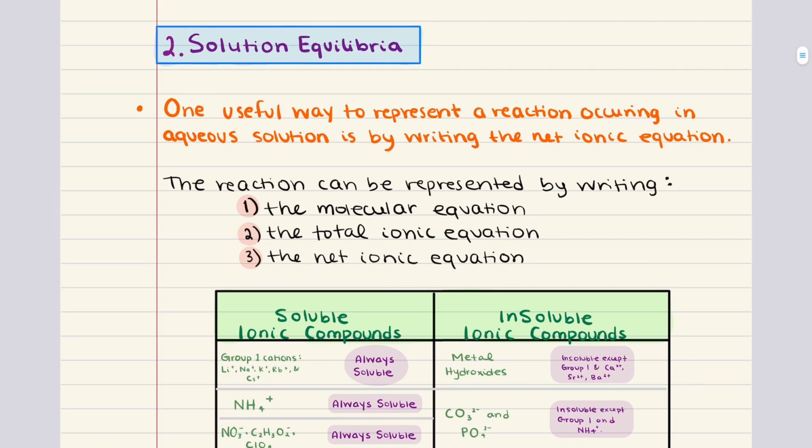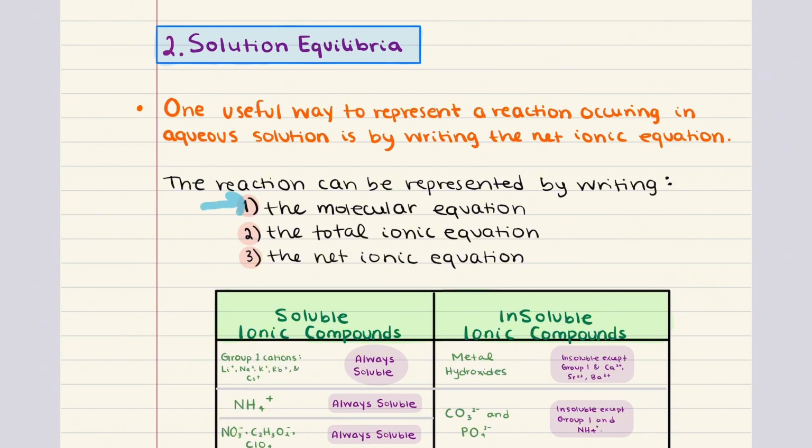Objective 2 is titled Solution Equilibria, and we're going to start with reviewing net ionic equations. One useful way to represent reactions occurring in aqueous solutions is through net ionic equations. These equations focus on the ions that participate directly in the reaction, and they help us simplify and understand the chemistry that is actually taking place. We've seen examples of these equations before, and now we're just going to review the process of writing net ionic equations one more time. The 3 steps for writing a net ionic equation are as follows.